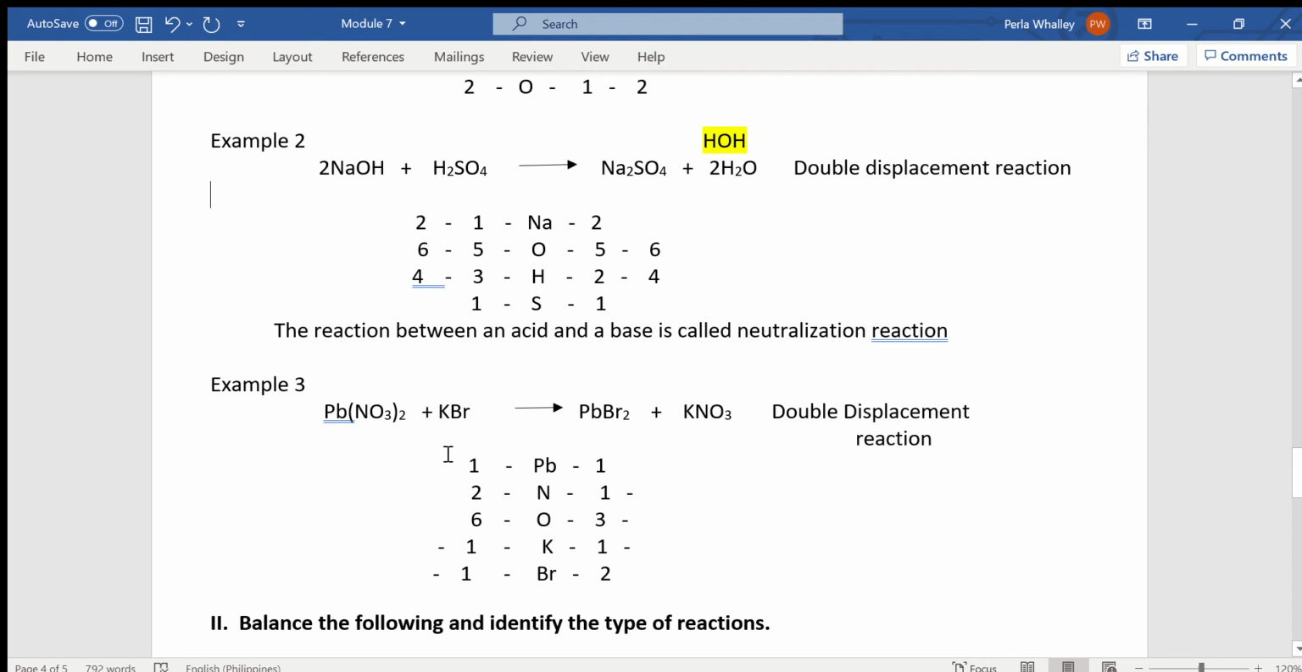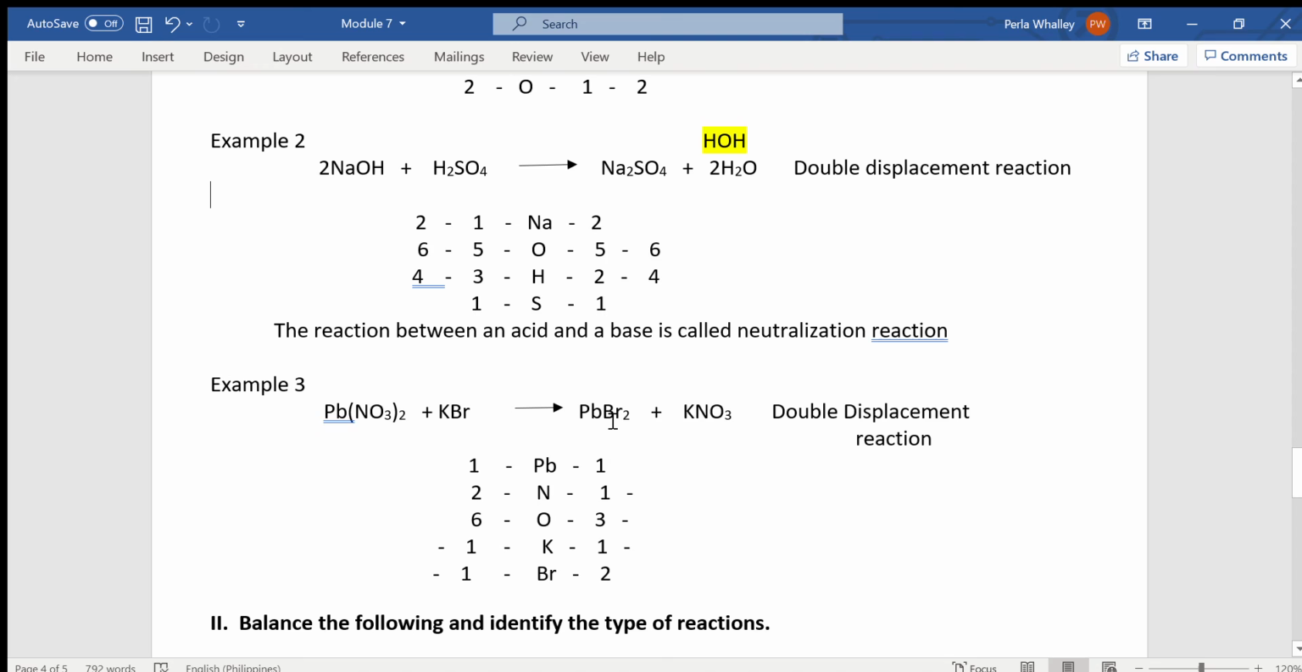Let's go to example number 3. Lead nitrate plus potassium bromide will form lead bromide plus potassium nitrate. Okay, next. So we have to identify the elements present. We have lead, nitrogen, oxygen, potassium, and bromine. Lead, bromine, potassium, nitrogen, and oxygen, the same elements. So, how many lead? 1. How many nitrogen? We have the subscript and the parentheses. You need to multiply the subscript to the elements inside. So, nitrogen now, 2 times 1 is 2, oxygen is 2 times 3, which is equal to 6. And then 1 potassium, 1 bromine or bromide.